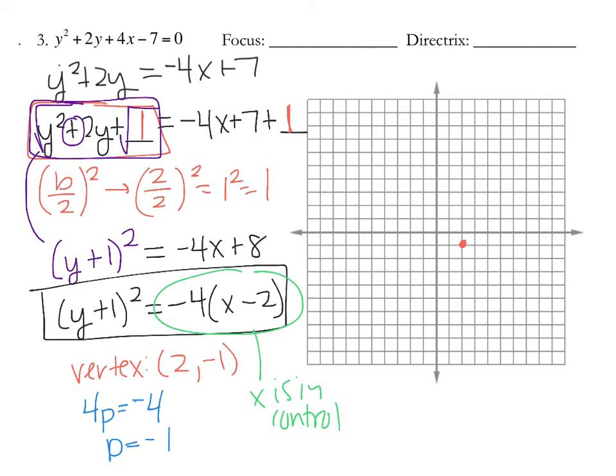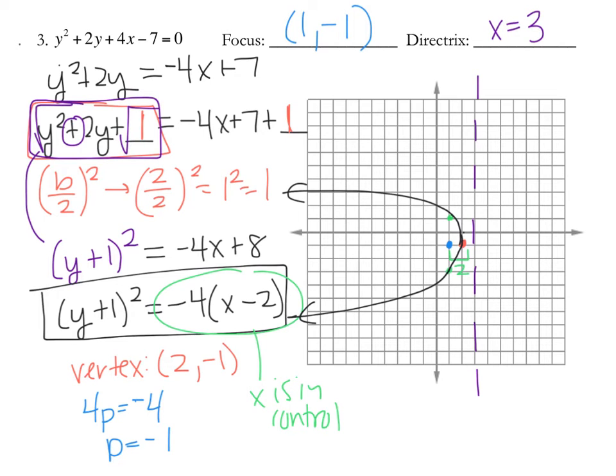X is in control and it's negative this time, so that means I'm going in the negative direction to get the focus point, and to get the directrix I would actually go in the positive direction 1. And then this is 2 away from each other, so we're going to go 2 up and 2 down from the focus point, so I can graph my parabola. And then the focus point, we're just giving those coordinates, that's over positive 1, down negative 1. And the directrix goes through the x-axis, so it's an x equals line, and it's going through positive 3. X equals 3. Okay?